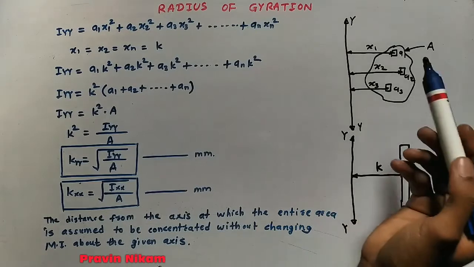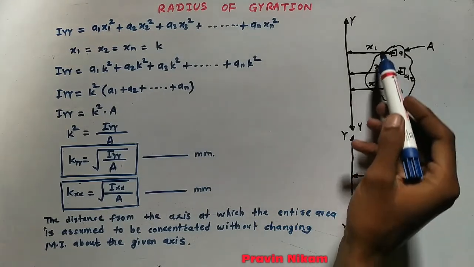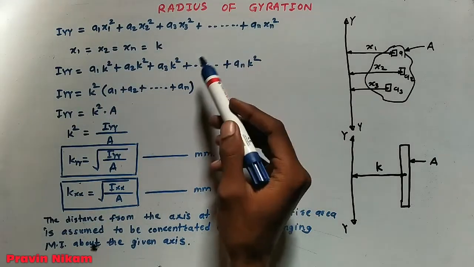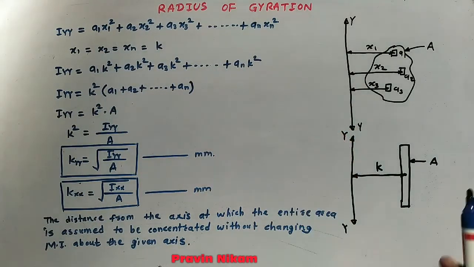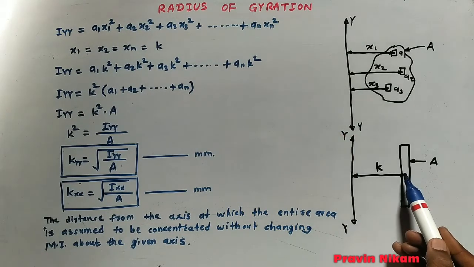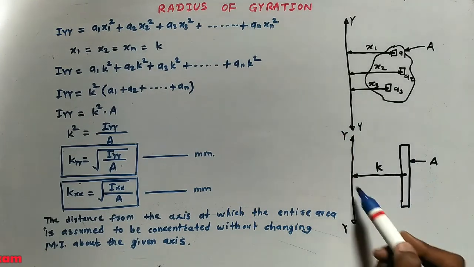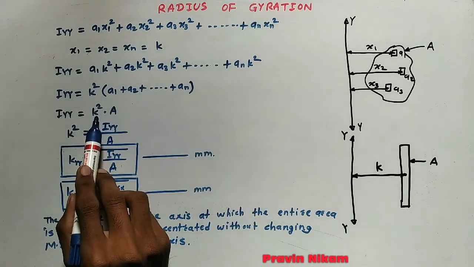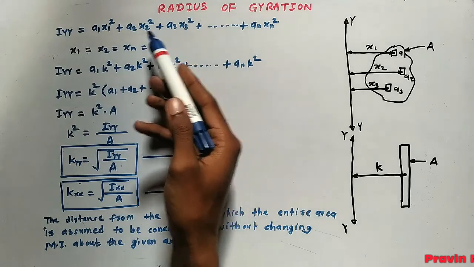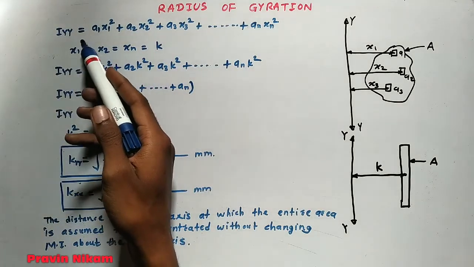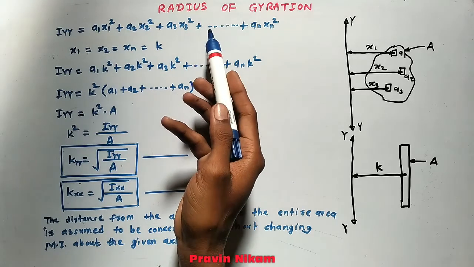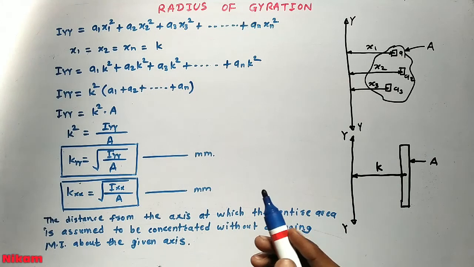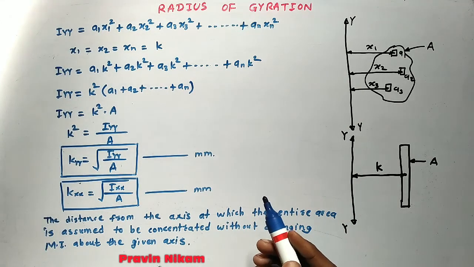If you calculate the moment of inertia by using this formula, you will get one value, and if you calculate it by using this method, that is A into k squared, you will get the same value as calculated from this equation. So this is the concept of radius of gyration.